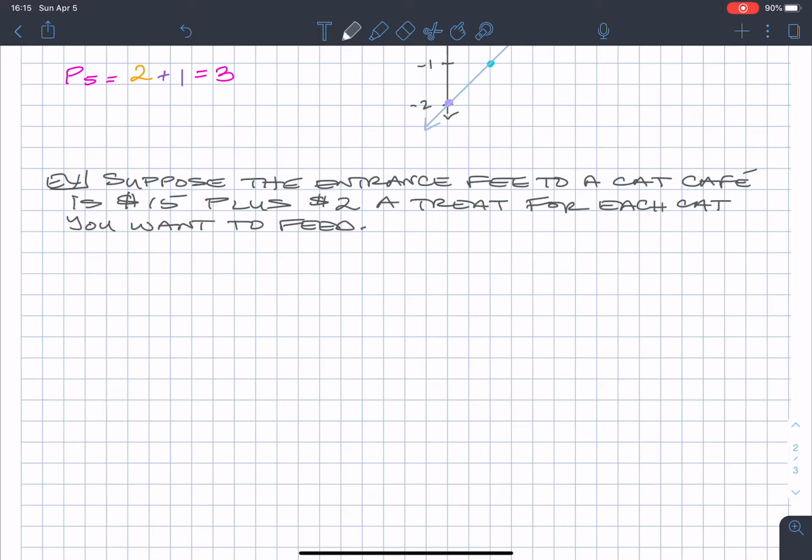Let's find a linear equation, or what's termed a linear growth model, to model this. So find a linear equation which models the cost. We'll call it that.